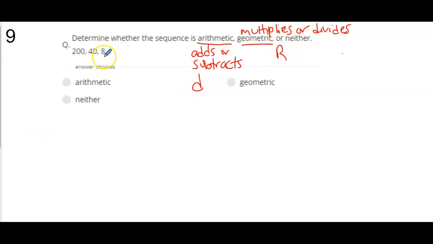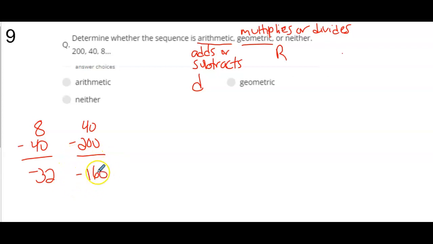So for the common difference, we always start at the back. We're going to do 8 minus 40, which would be a negative 32. And then we're going to do 40 minus 200. You start at the back and you work your way forward. That's not going to equal negative 32. That's going to equal negative 160.